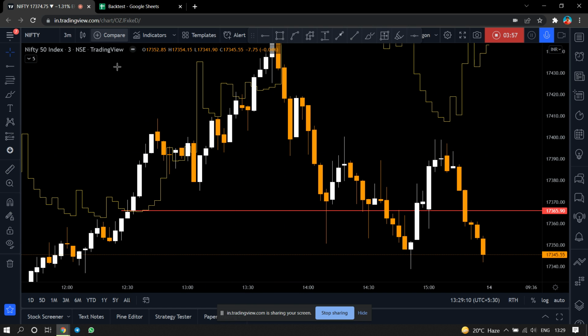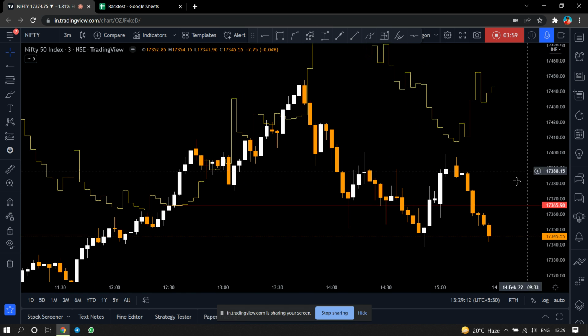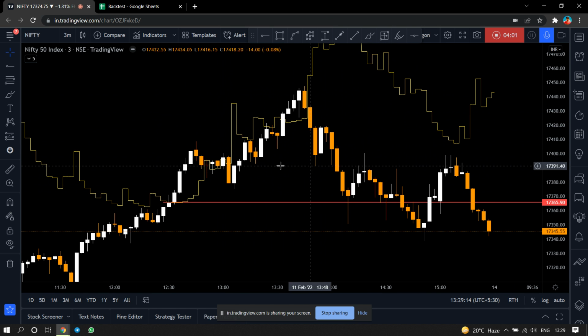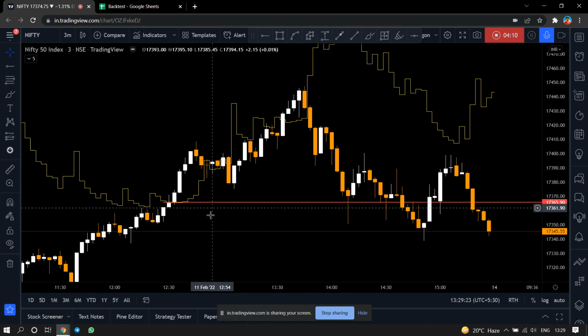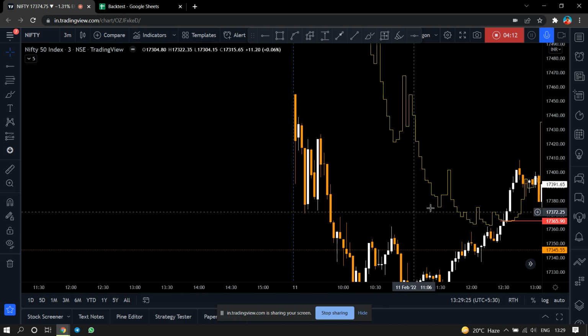I'll also try to maintain a database of all the trades that we are analyzing. The day was 11th Feb, and on 11th Feb we were able to get a target of 40 points. No stop loss was hit. And if you see, the day started here.